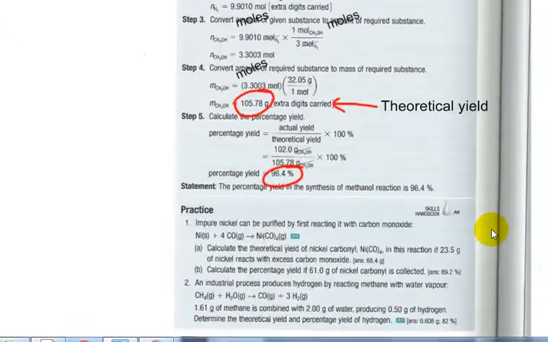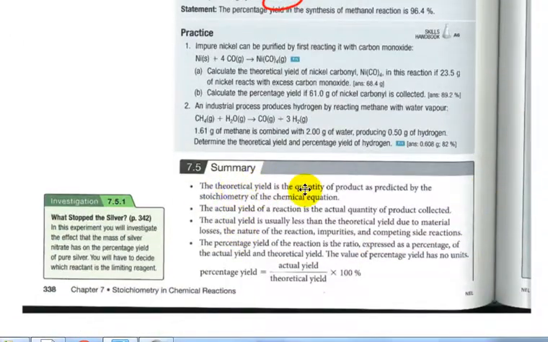Okay, so looking back here, the summary: the theoretical yield is the quantity of product as predicted by the stoichiometry of the chemical equation. The actual yield is the actual quantity of the product collected during the experiment. The actual yield is usually less than the theoretical yield due to material losses, the nature of reaction, impurities, competing side reactions, etc. And the percentage yield of the reaction is the ratio, expressed as a percentage, of actual yield over theoretical yield. It has no units, it's just simply a percent.